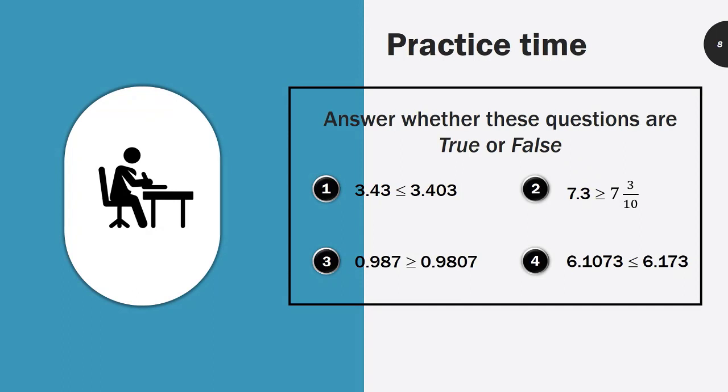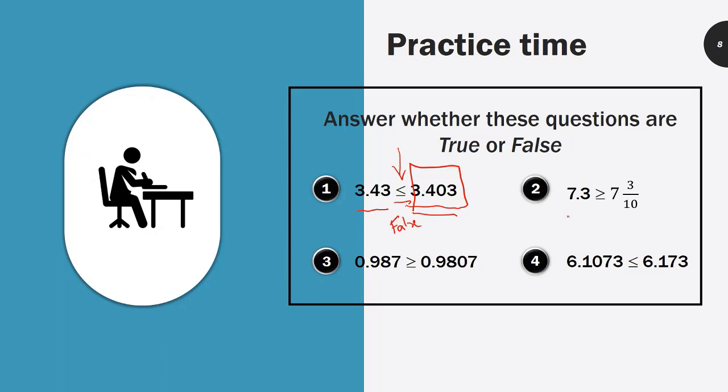Okay guys, so let's go through the answers here. The first one says 3.43 is less than or equal to 3.403. So once again, we need to identify which number here is greater and which one is smaller. So this number here is our smallest number, yet our symbol is saying that it's greater than or equal to 3.43. That is false. That statement is incorrect.